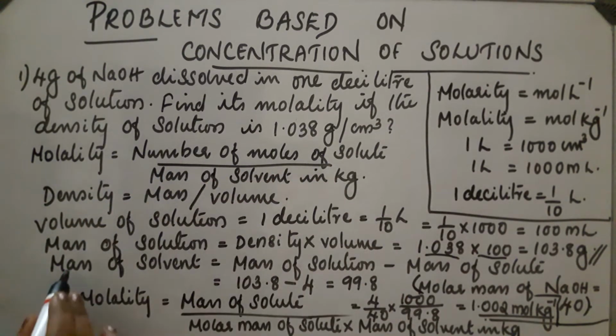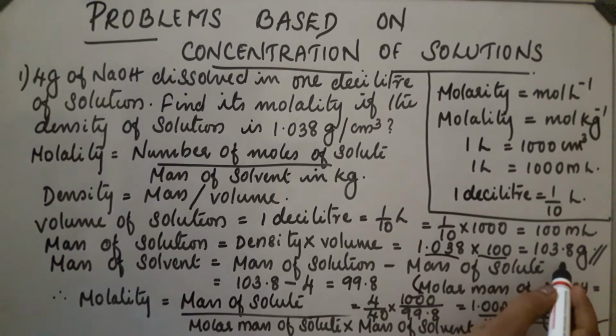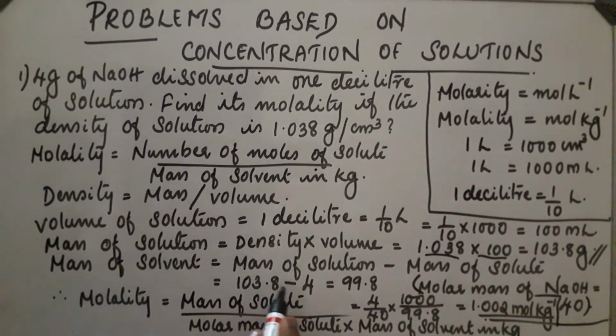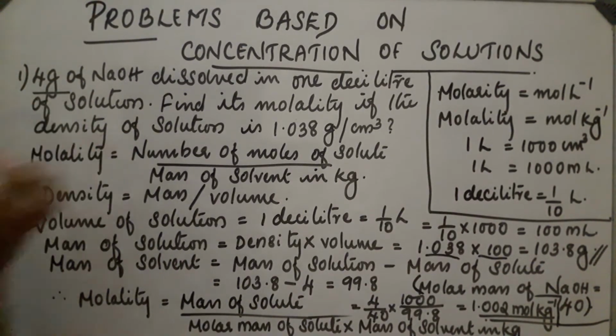Now we must know mass of the solvent because molality equals number of moles of solute by mass of solvent. We got mass of the solution. From this we can find the mass of solvent. Mass of solvent will be equal to mass of solution minus mass of solute. Mass of solution is, we know, 103.8 gram minus 4 gram, the mass of the solute. So answer is 99.8. This is the mass of the solvent.